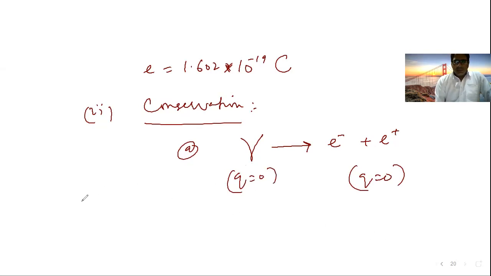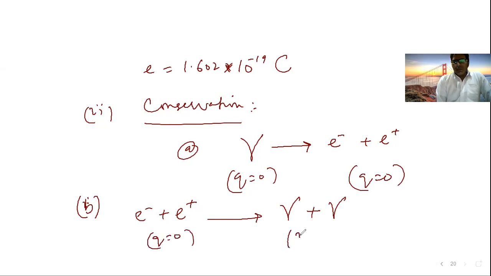Now the second example for conservation. This process is called pair annihilation. This was pair production, and this is pair annihilation. Here an electron and a positron combine and we get a pair of two gamma ray photons. Again, Q is 0 on the left side, Q is 0 on the right hand side. So every process obeys this conservation of electric charge principle, right?